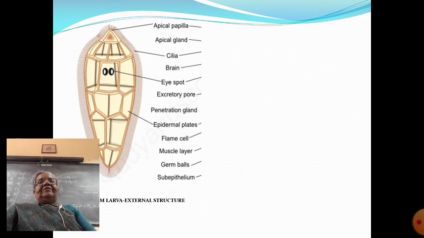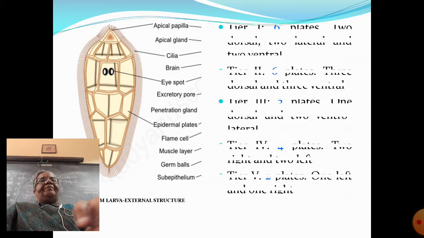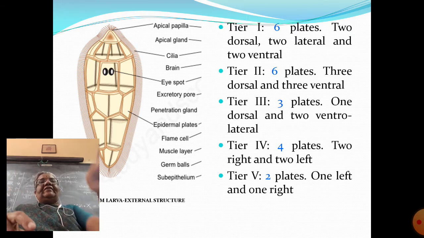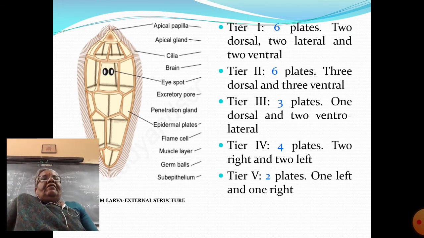Yeah, this shows the magnified version of the Miracidium larva, showing you the external structure. You can see the apical papilla. Now let us study the epidermal plates in each tier. See, tier 1, the uppermost one, consists of 2 dorsal plates, 2 lateral plates and 2 ventral plates, totally 6.